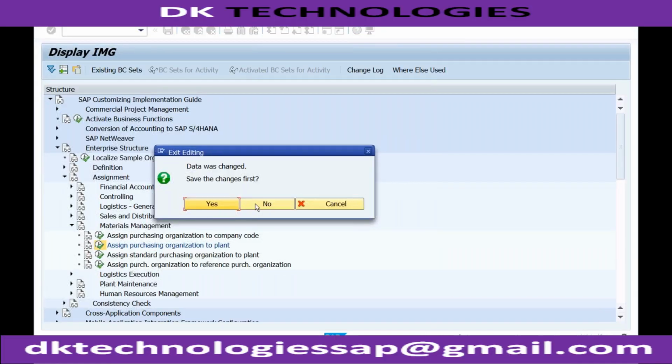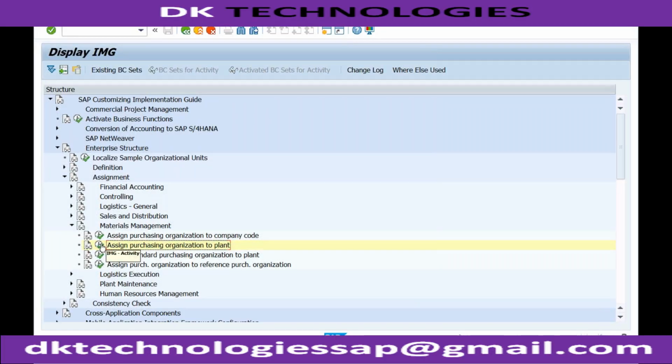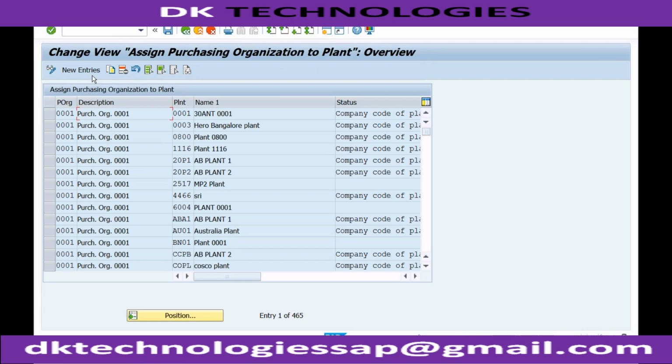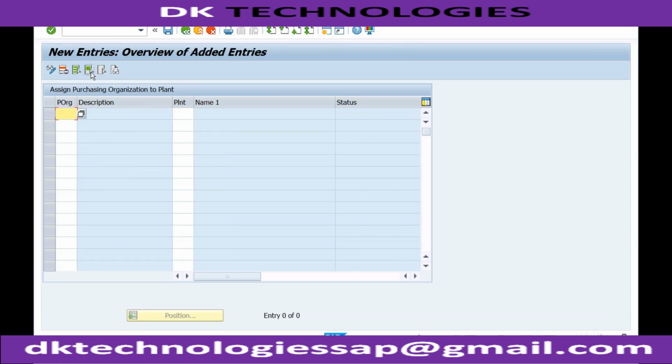Under the one company code only. So I have to maintain this same again and again. Are you saying that? Yes, yes, this is mandatory. Even if you assign the company code to the purchasing org, you still need to assign the purchasing organization to the plant for each and every plant.